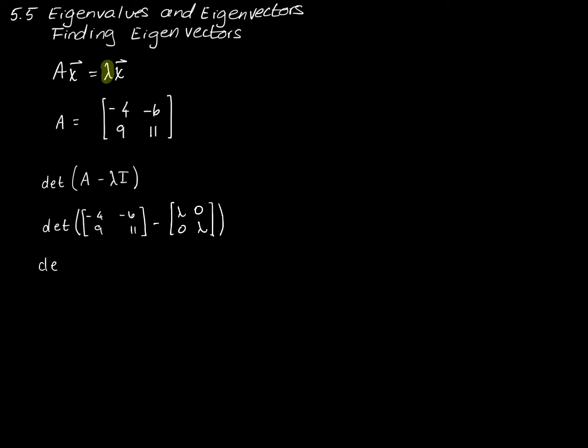When I do this matrix subtraction, which I can do because these matrices have the same dimensions, I get -4 minus lambda, -6 minus 0, 9 minus 0, and 11 minus lambda. And the determinant of that is (-4 minus lambda) times (11 minus lambda) minus the product of these two entries, which is -54. So I will ultimately have plus 54.